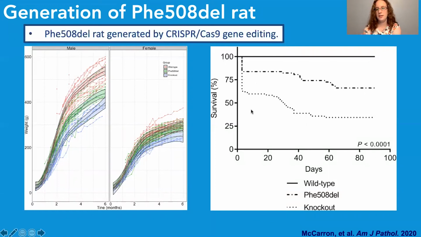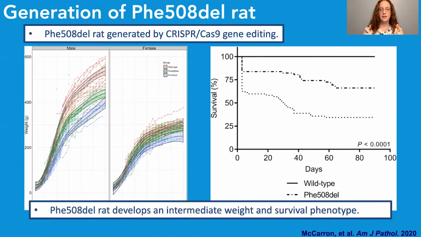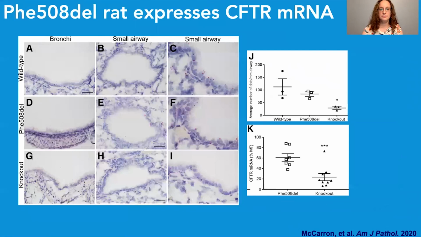This is recapitulated in their survival data. As we've seen before, the knockout rat has significantly impaired survival, dropping below 50% by 40 days after birth. The F508, however, in the dashed line has higher survival, although still significantly reduced compared to the wild type. So the F508 rat develops an intermediate weight and survival phenotype.